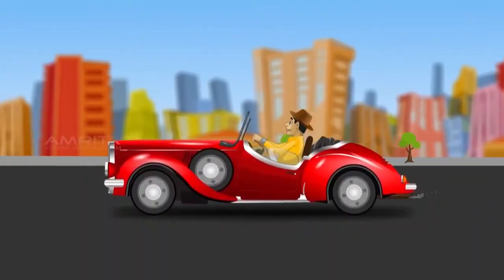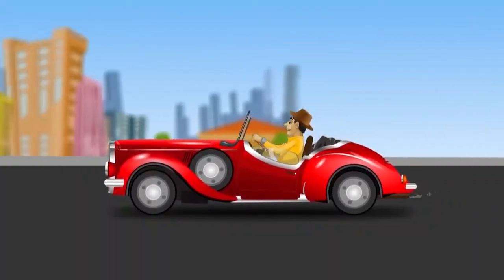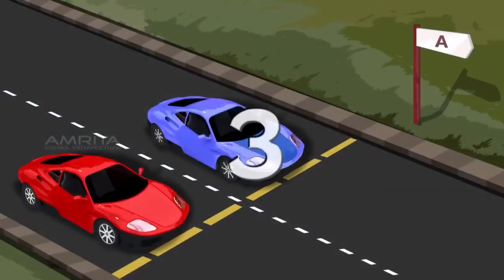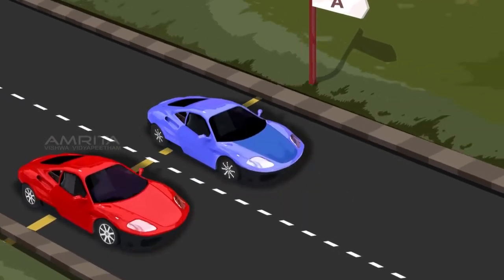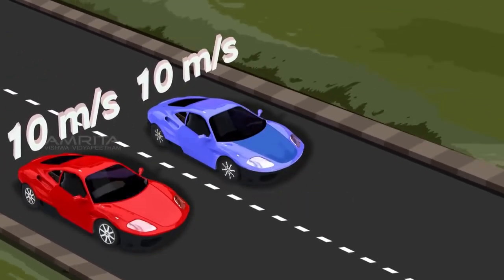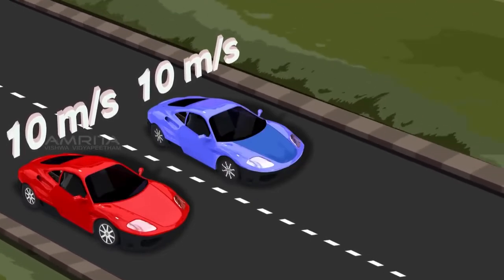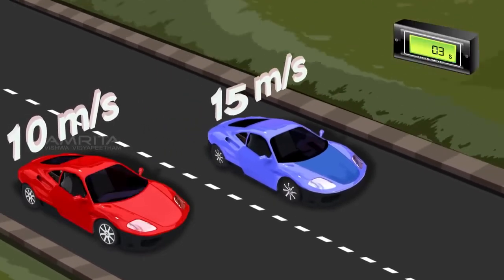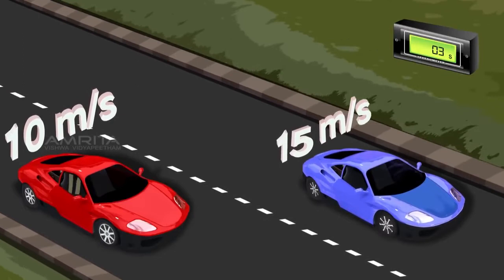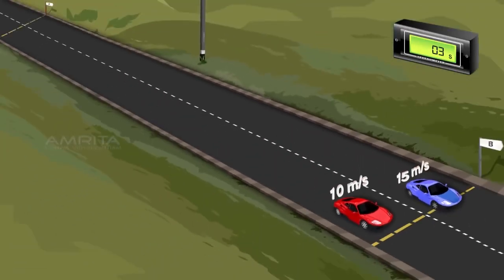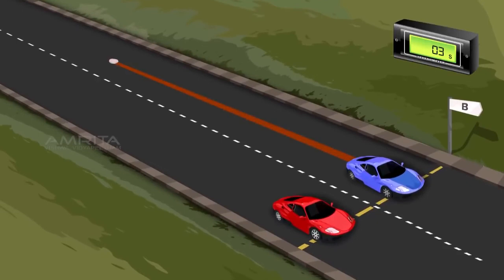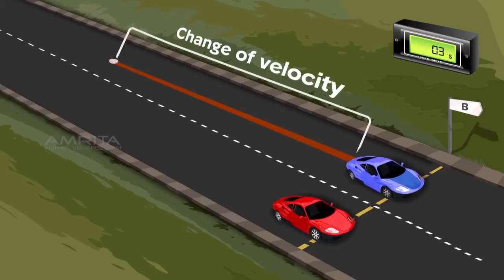What happens when a body moving in a certain direction changes its speed suddenly? Let's consider two vehicles moving in parallel with uniform velocity, that is 10 meters per second, from point A to point B. Suddenly, one vehicle increases its velocity, that is 15 meters per second in 3 seconds, and speeds off towards point B. As the velocity of the vehicle has increased, it is said to have accelerated.